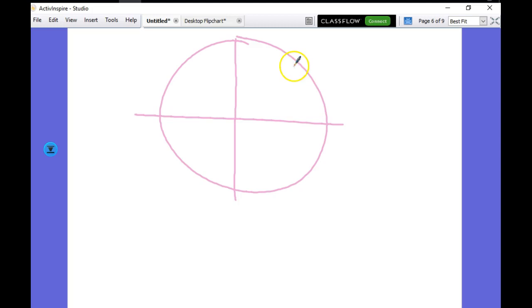Okay. So, what I'm going to do is show you guys how we can use the special right triangles to find the coordinates on the unit circle. That's our goal today, right? Is to find those coordinates. We're going to use the triangles that we just drew to do that.